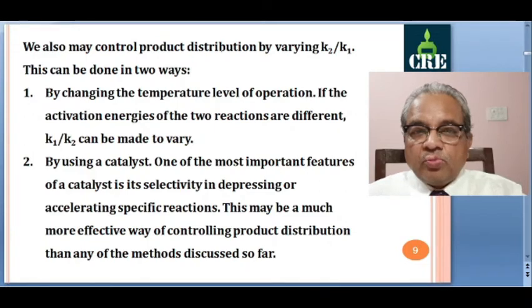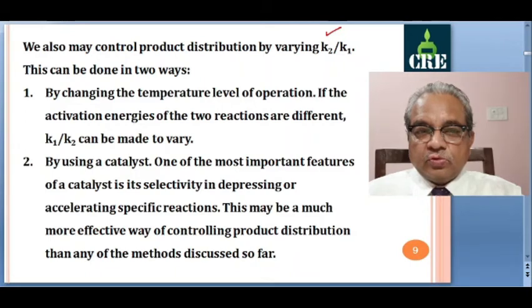We also may control the product distribution by varying the K2 by K1 ratio. This can be done in two ways. First, you can vary this ratio by changing the temperature level of the operation. If the activation energies of the two reactions are different, K2 by K1 can be made to vary. Activation energies will be different for two different reactions, and if they are reasonably different, then changing the temperature level can help us. Okay. Second, by using a catalyst.